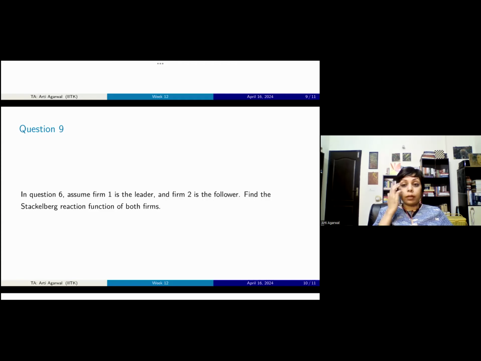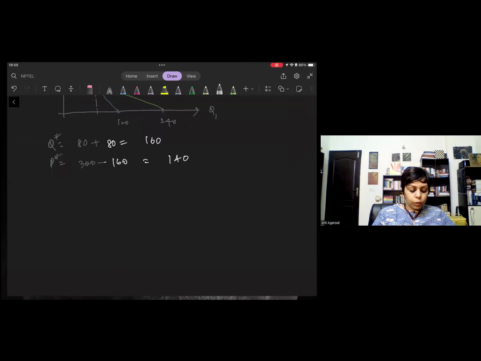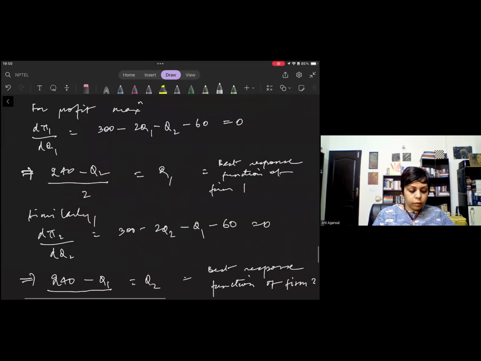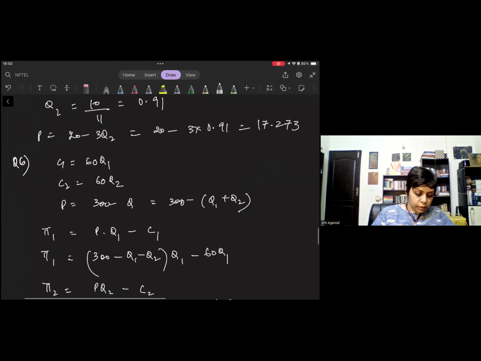But if you are given that firm 1 is the leader and the second is the follower, then it is automatically assumed, I mean, in a way they have told you that it is Stackelberg. Yeah, I've written 6 here, this is 8.